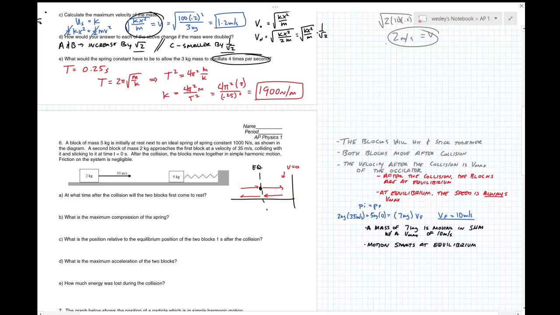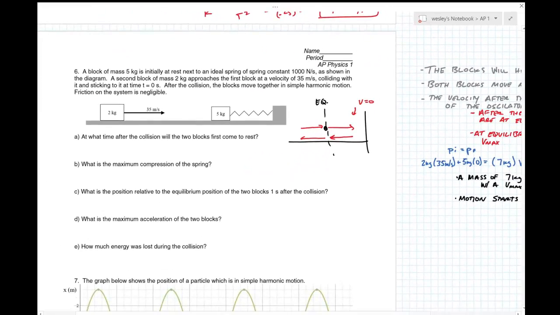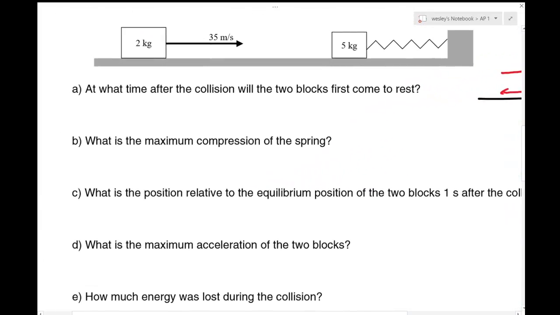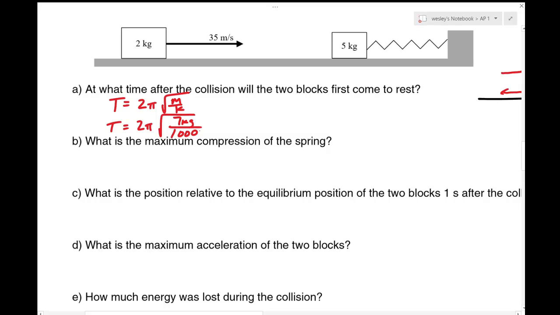So they're first going to come to rest in a quarter of a period. That means we need to calculate the period. Period is 2 pi on the square root of m over k. So that period is going to be 2 pi on the square root of... wait a minute, we said we had 7 kilograms moving in simple harmonic motion, divided by k of 1,000 newtons per meter. When we calculate that, our period comes out to be 0.5 seconds.